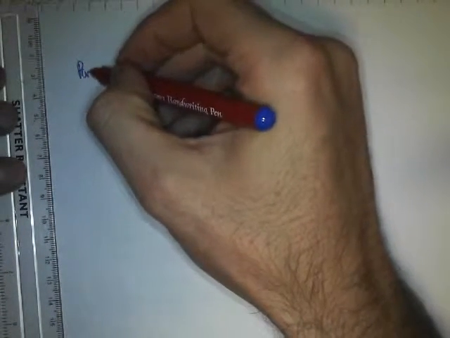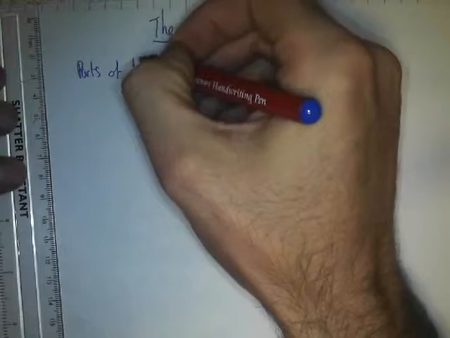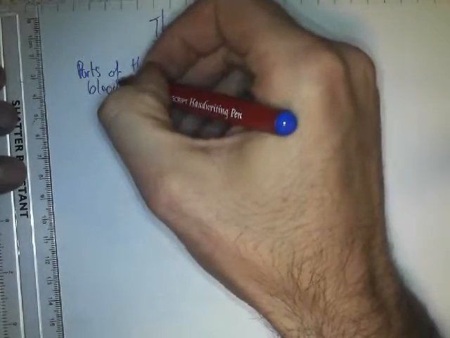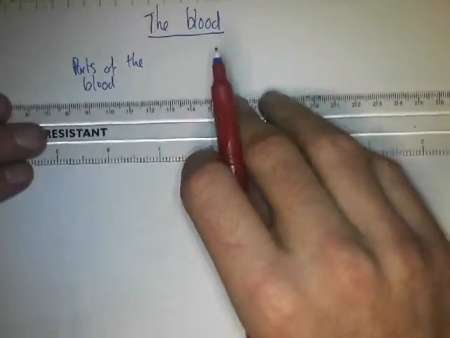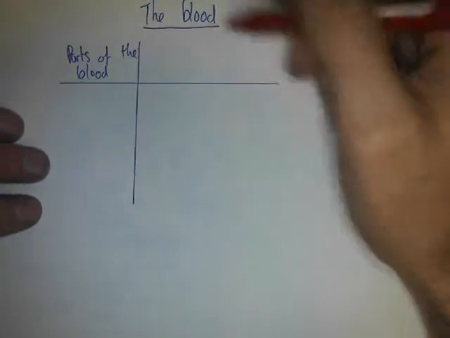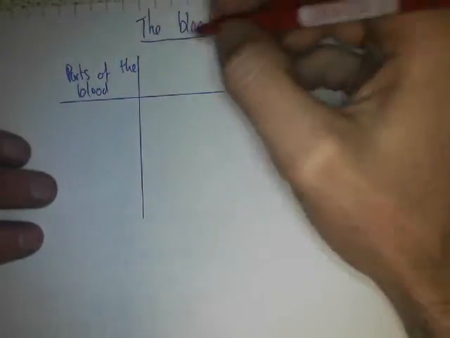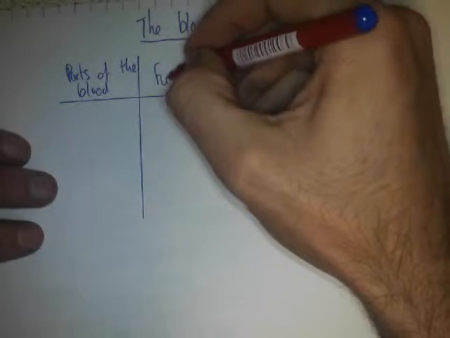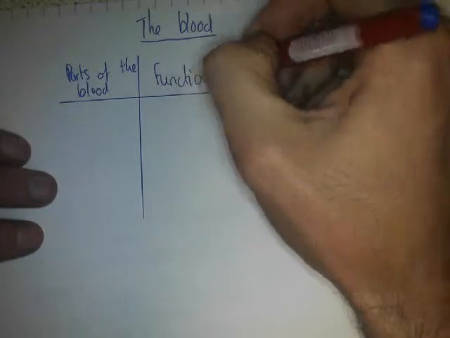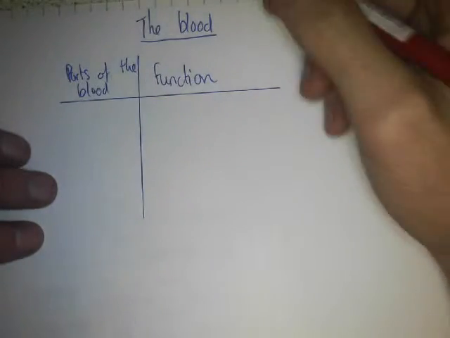So if we put parts of the blood here, underline, ruler, nice and neat. These are revision notes after all. I'm only using one colour, but feel free to use as many colours as you like. Helps you remember things. And we've got function here. So what do the parts do?